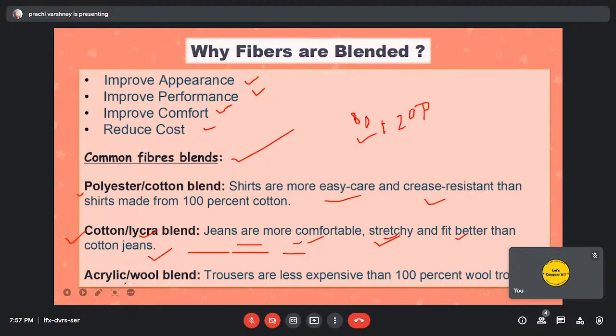Okay, next is acrylic and wool blends. This is a very common blend of fibers. We cannot use total pure wool, because pure wool is very costly. Whenever we use pure wool, those trousers will be very expensive. So for making them less expensive, for imparting the property of reduced cost, we will blend acrylic and wool fiber. Okay, so I think this is clear to all of you.